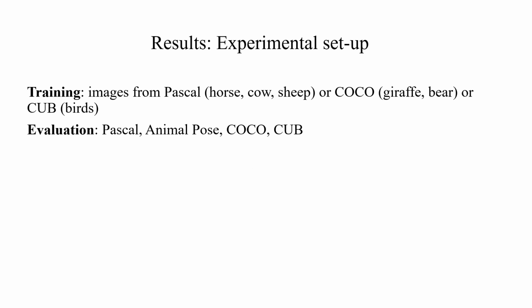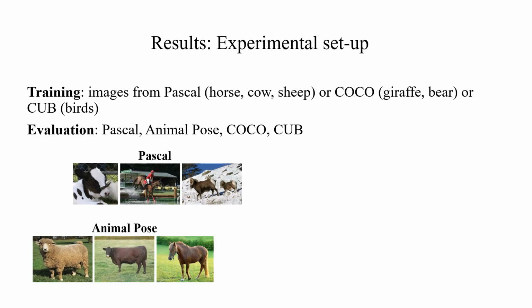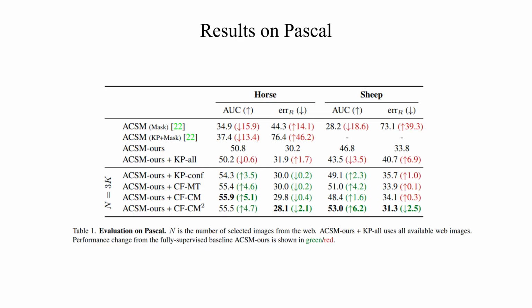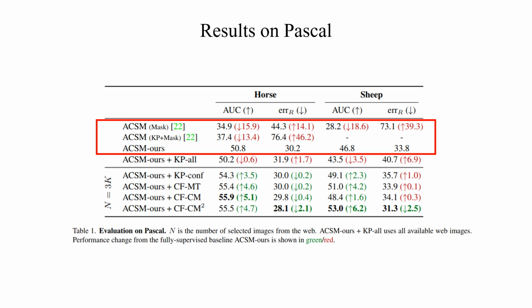In this paper, we show quantitative and qualitative results on multiple datasets like Pascal VOC, Animal Pose, MS COCO, and CUB. I won't go through all the experiments and results in this video, but if you're interested, do check the paper. Let's have a look at some results from Pascal. The 3D shape prediction method used here is ACSM. We train ACSM with 150 images labeled with 2D key points, establishing a stronger baseline, which we dub ACSM-hours.